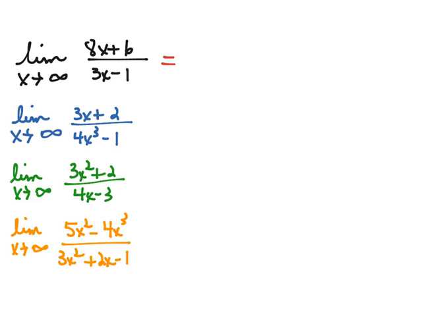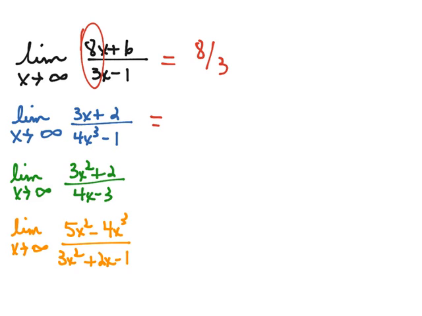The first one says the limit as x approaches infinity of 8x plus 6 divided by 3x minus 1. Notice that the greatest power in the numerator is 1 and the greatest power in the denominator is 1. So the horizontal asymptote would be the ratio of the leading coefficients, and the horizontal asymptote is the same thing as the value that the limit is getting closer and closer to as you approach infinity. So the answer to this first example is 8/3.